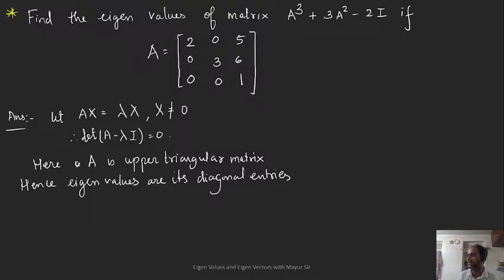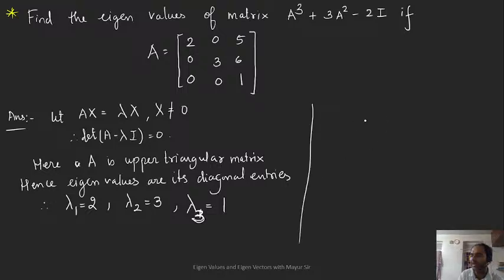Okay, eigenvalues are its diagonal entries. Now therefore lambda 1 is equal to 2, lambda 2 is equal to 3, and lambda 3 is 1. Okay, now we write it this way. You can make a table, or you can write it properly, nothing more comes in this part. So I'm making a table, matrix and the eigenvalues.